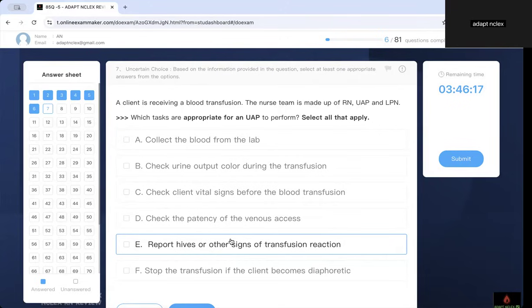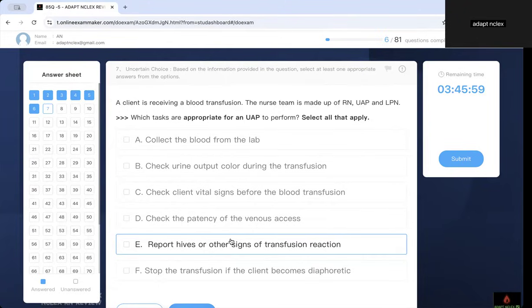Report hives or other signs of transfusion reaction. Can they do that? Stop the transfusion if the client becomes diaphoretic. What do you think? As you can see, put down your answer, stop it, and let me know. But this is the answer I can give you. And then with the explanation, collect the blood from the lab.